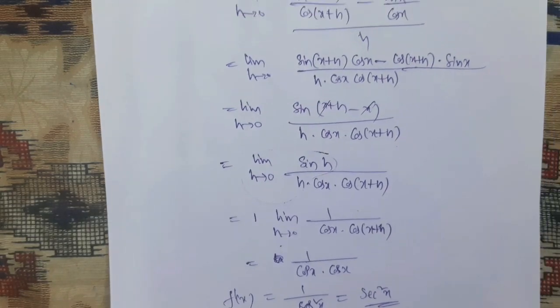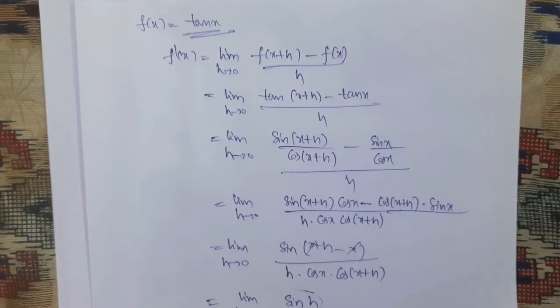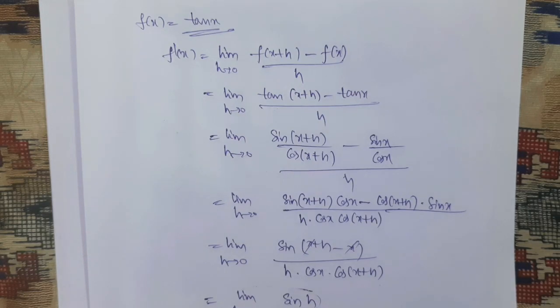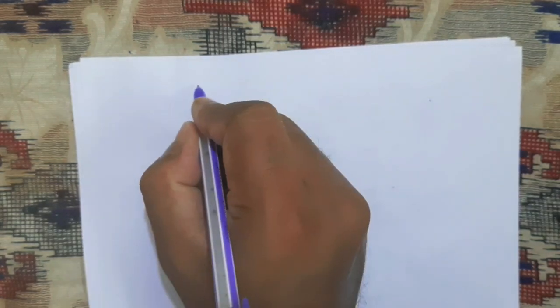Similarly, we can find the derivative of cot x, secant x, cosecant x, and so on. We can find all those formulas. Next, let's see some simple derivatives that we can find by using simple derivative formulas.